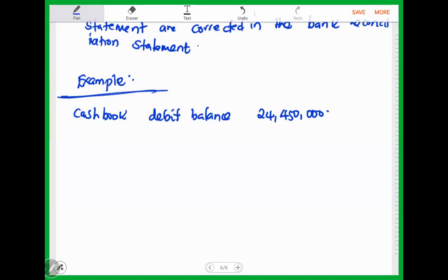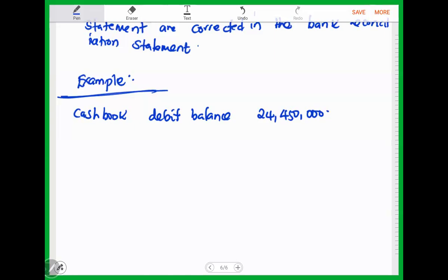Note number 7. The total of the payment side of the cash book had been undercast by 5 million. It was also discovered that the sales for the year were overstated by 5 million. This overstatement does not clearly specify whether it was a cash sale or a credit sale. So it has nothing to do with that.